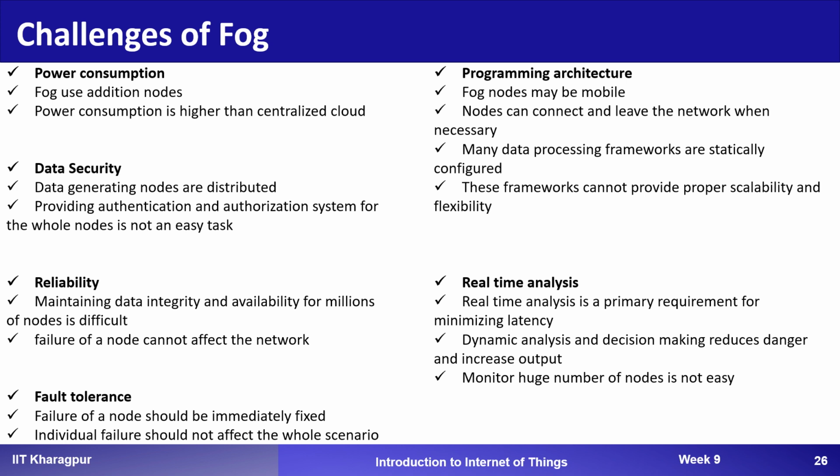Then real time analysis. So real time analysis is the primary requirement for minimizing the latency. So dynamic analysis and decision making reduces the danger and increases the output. So monitoring a huge number of nodes in case of fog computing is not easy, because your fog nodes also do not have that many resources.